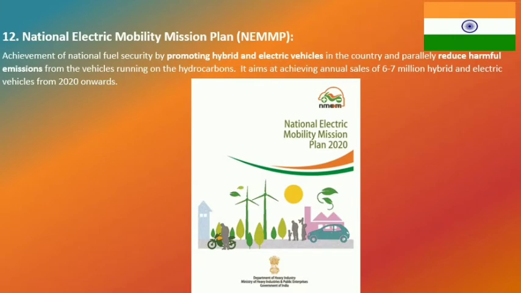And 12 is the National Electric Mobility Mission Plan, and this is the achievement of national fuel security by promoting hybrid and electric vehicles in the country, and parallelly reducing harmful emissions from vehicles running on hydrocarbon. It aims at achieving annual sales of 6 to 7 million hybrid and electric vehicles from 2020 onwards. So it is also a very nice initiative the Indian government has taken.